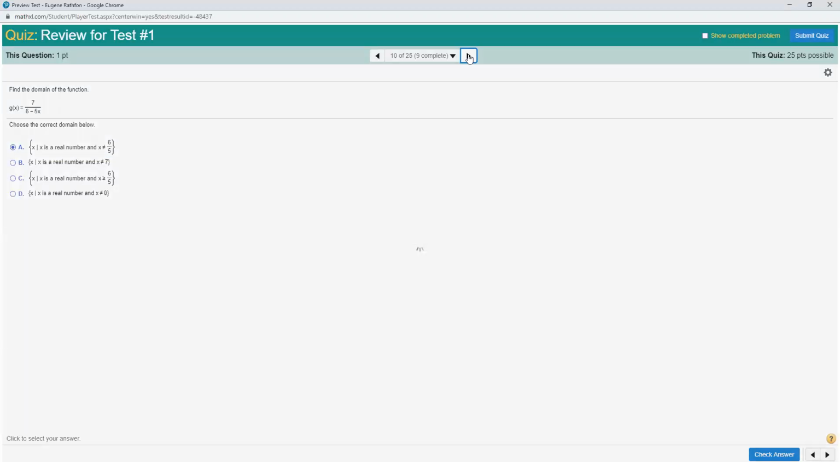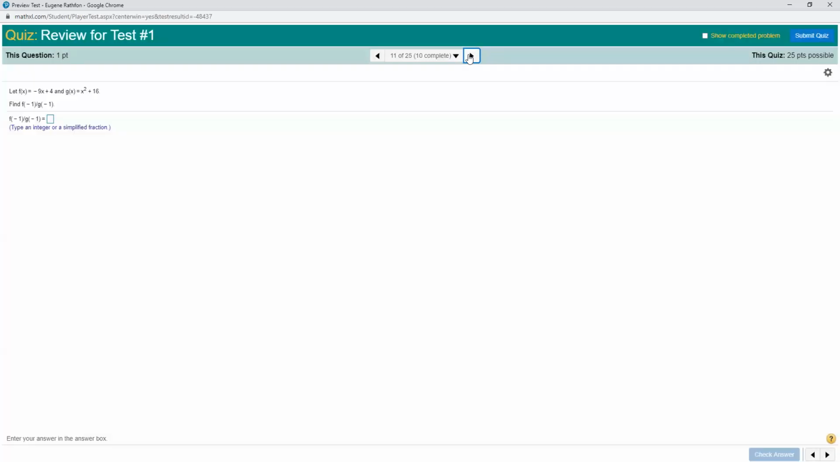So I think I had a few domains, so let me see. Oh no, this one they're giving me. So let me write down my problem. F of x equals negative 9x plus 4. G of x equals x squared plus 16. I'm going to find F of negative 1 divided by G of negative 1. All right, so let's share this screen.